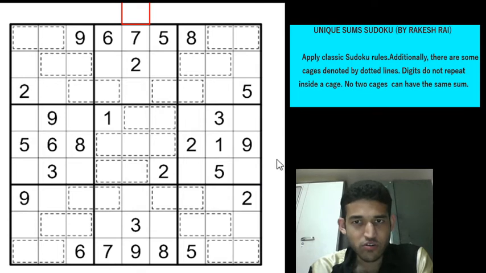The rules of the Sudoku are, in addition to standard classic rules where you have 1 to 9 in each row, column and box, there are some cages given inside the grid. Cages are nothing but cells which are encompassed by dotted lines. Now when you add the digits in a cage, you will have a total, right? Now no two cages can have the same total. So those are the rules. With that we will start solving the Sudoku.